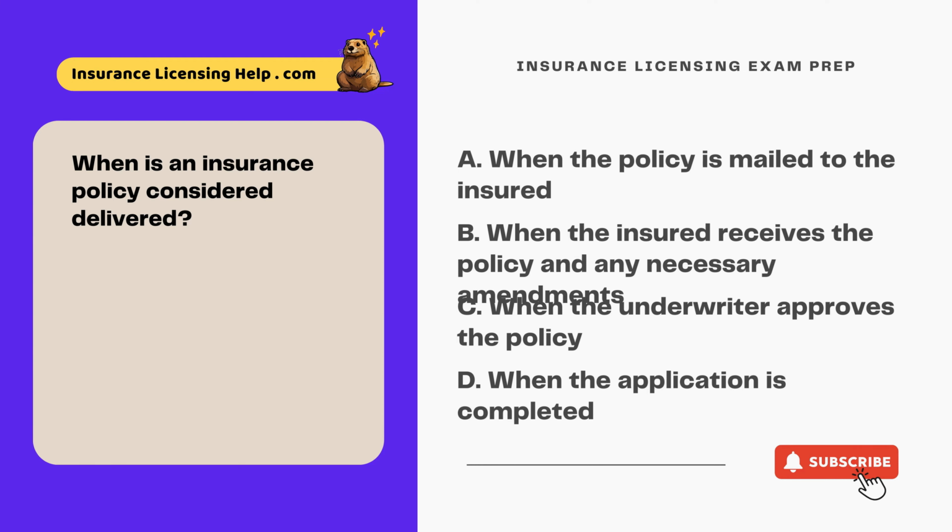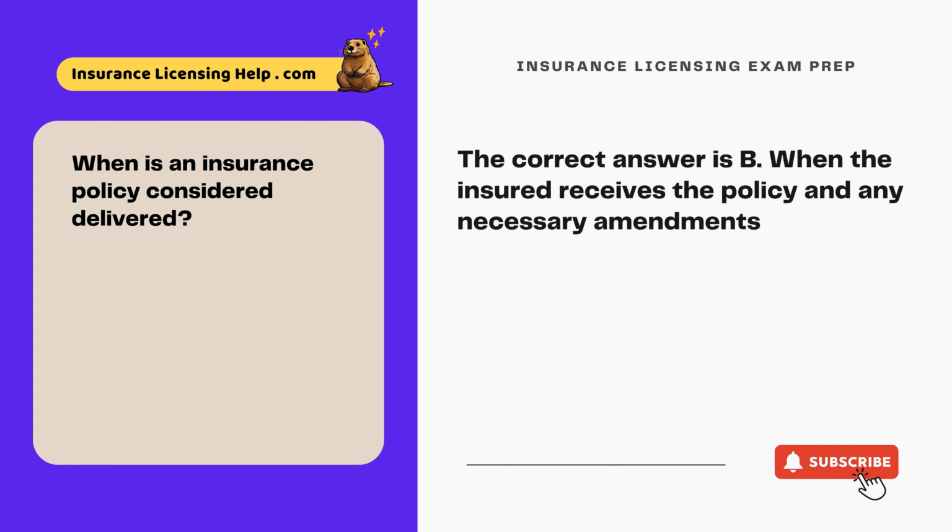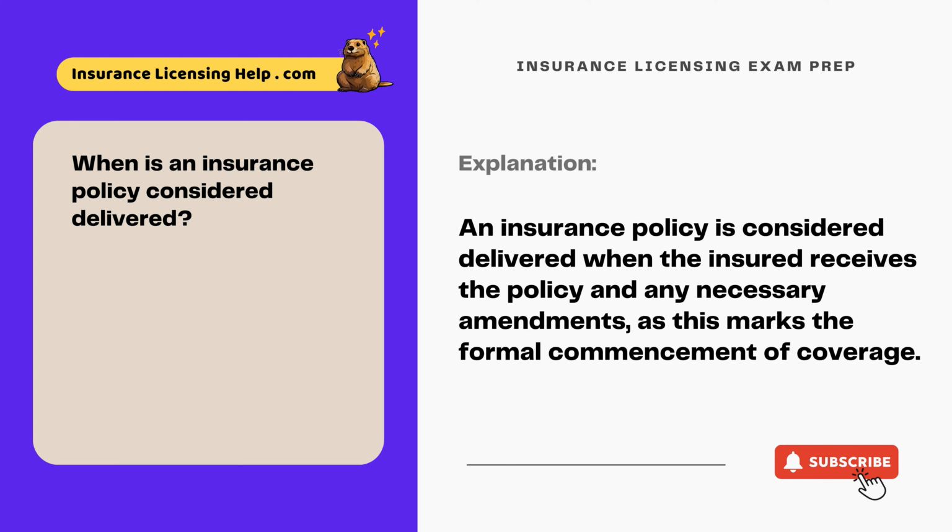When is an insurance policy considered delivered? A. When the policy is mailed to the insured. B. When the insured receives the policy and any necessary amendments. C. When the underwriter approves the policy. D. When the application is completed. The correct answer is B. When the insured receives the policy and any necessary amendments. An insurance policy is considered delivered when the insured receives the policy and any necessary amendments, as this marks the formal commencement of coverage.